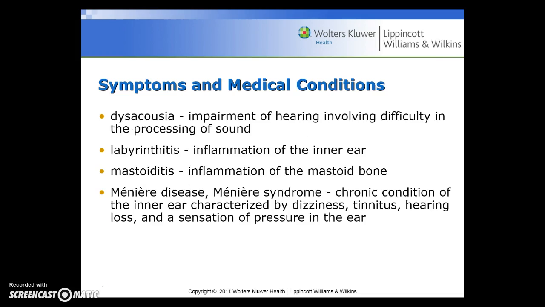Dyscusis is the impairment of hearing involving difficulty in the processing of sound. Labyrinthitis, as you can imagine, is the inflammation of the inner ear. Mastoiditis is the inflammation of the mastoid bone. Meniere's disease or Meniere syndrome is the chronic condition of the inner ear, and it's characterized by dizziness, tinnitus, hearing loss, and a sensation of pressure in the ear.